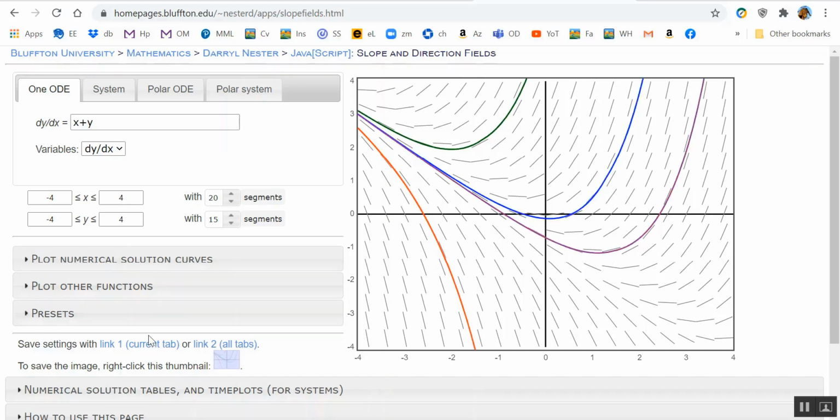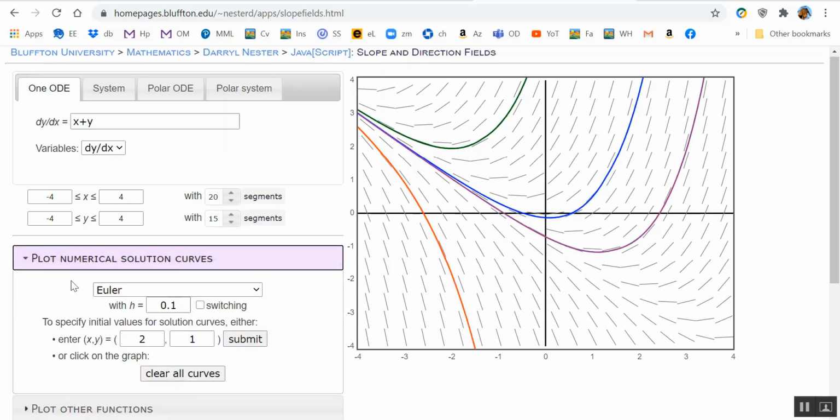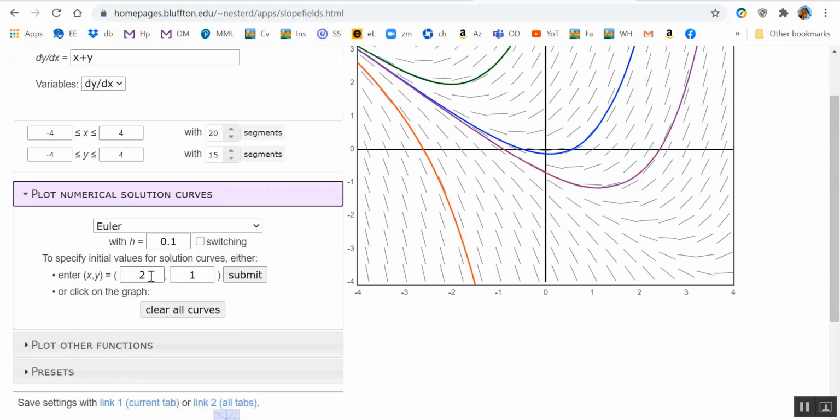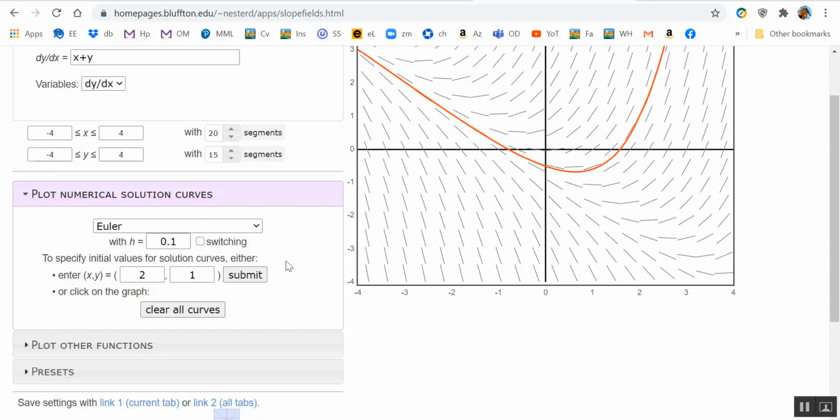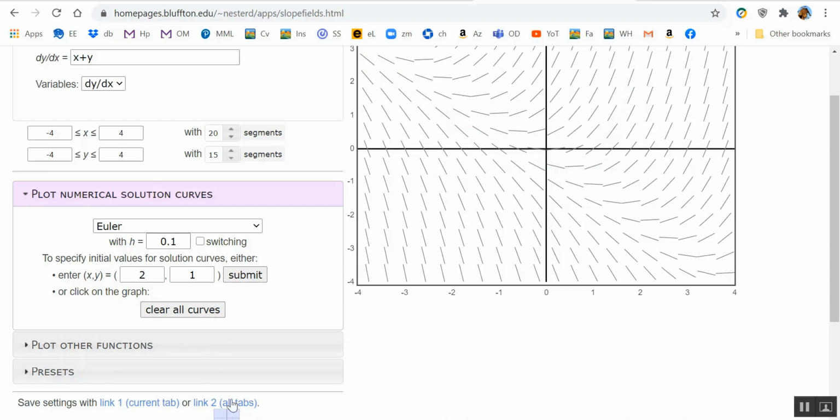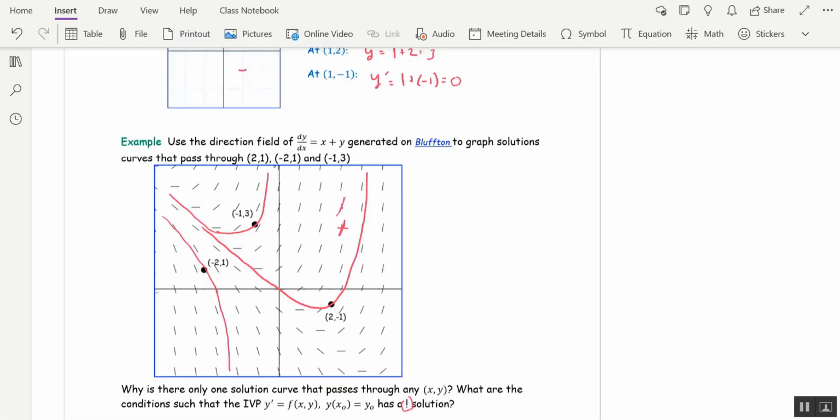solution through that point. Or to be more precise, if you want to know exactly what a solution looks like through any one given point, let's say (2, 1), you can enter 2 for x, 1 for y, and click on, let me clear all curves, click on submit, and it'll draw a solution passing through that point. All right, so now let's go back to our page.